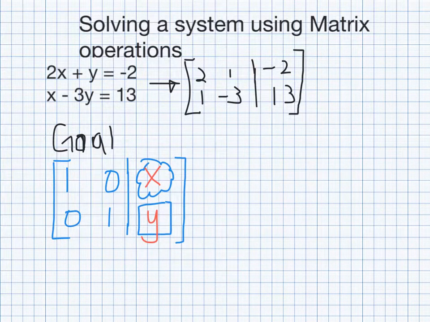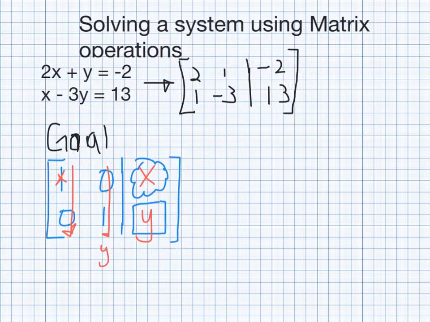Because remember, these are X coefficients here, and these ones are Y coefficients. This one says Y equals, and this one says X equals. So that's what we're trying to get at: we're trying to manipulate this so that we can do that. So let's make this and do some row operations on our matrix in order to get that answer.